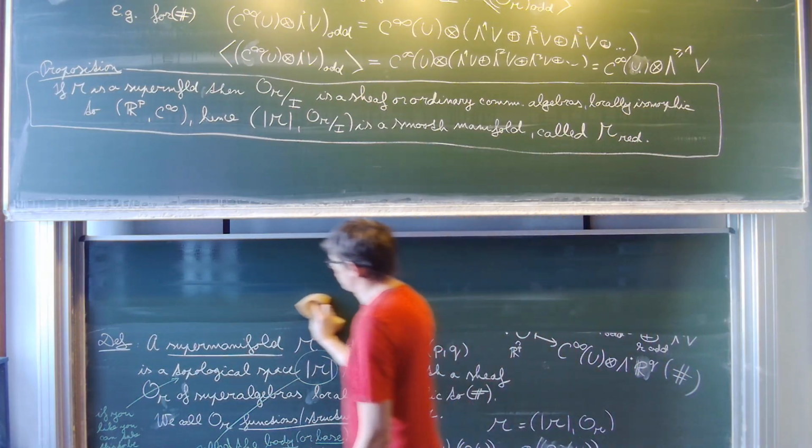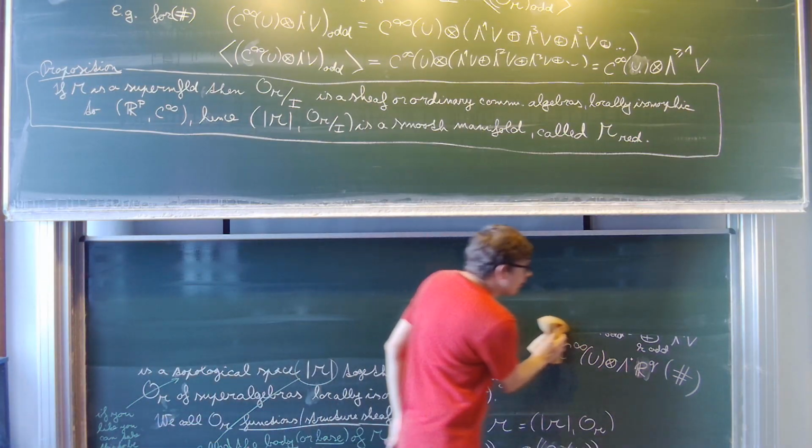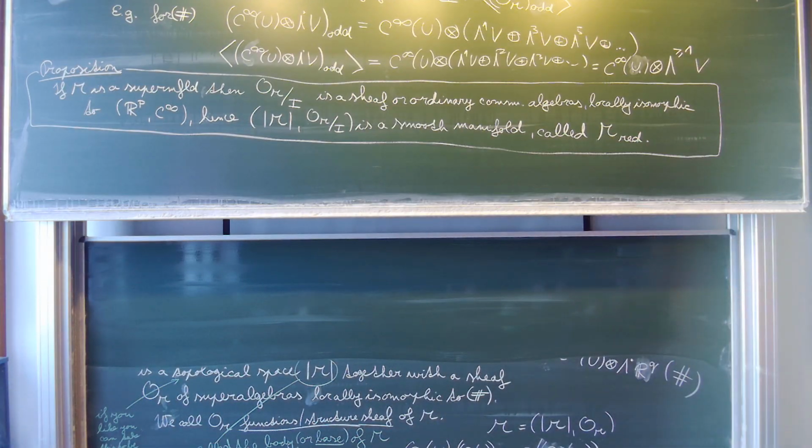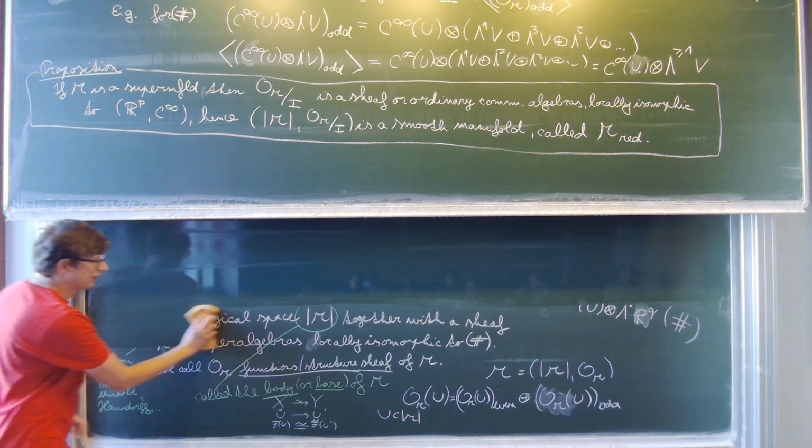But you are never changing the topological space. So that's the same for both. You are only changing the sheaf, kind of. Yes, that's right, you go from super to the reduced. Yeah, so they have the same underlying topological space.